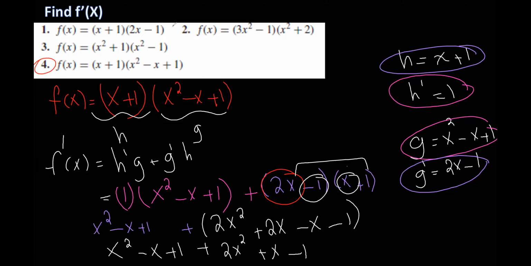Then let's simplify it now. 1 will cancel 1 each other. This one and this one cancel each other. So you have only 3x squared, which is the addition of x squared plus 2x squared. Is it clear now? Yes, teacher.